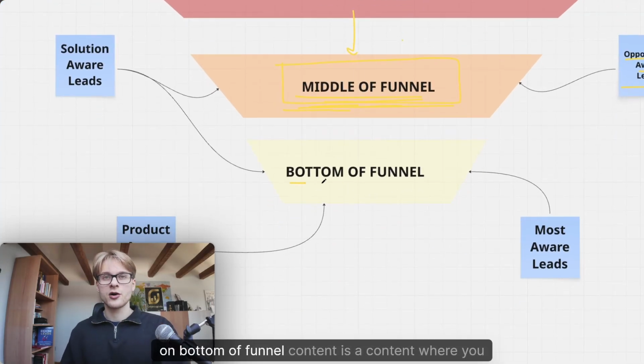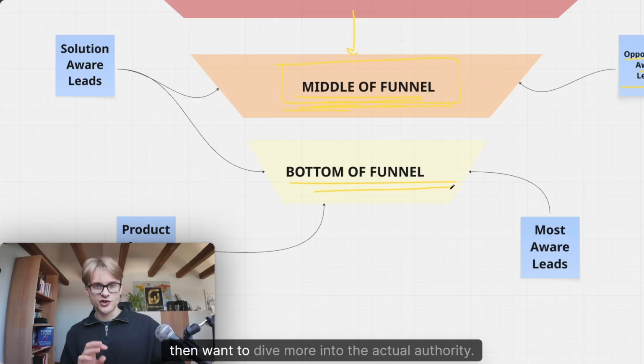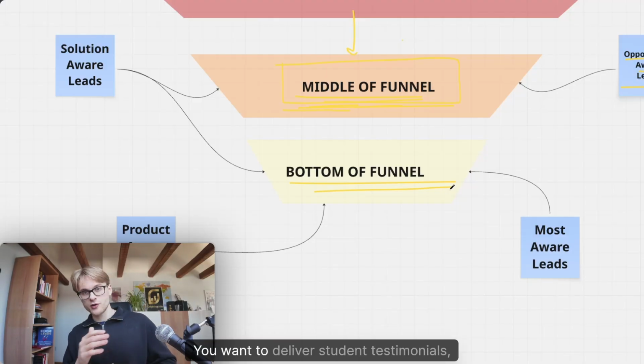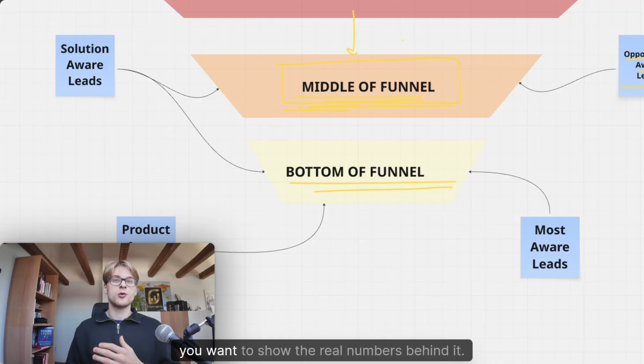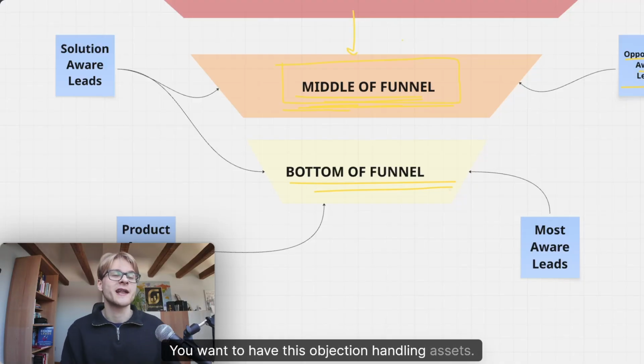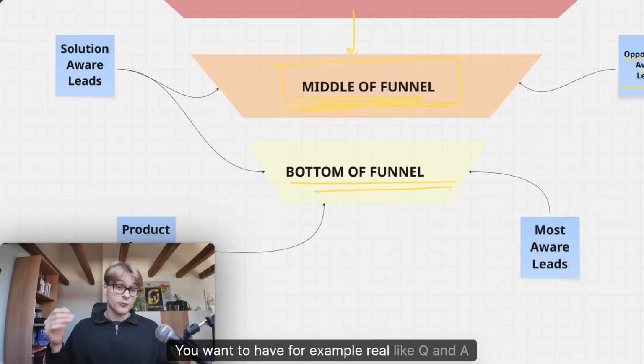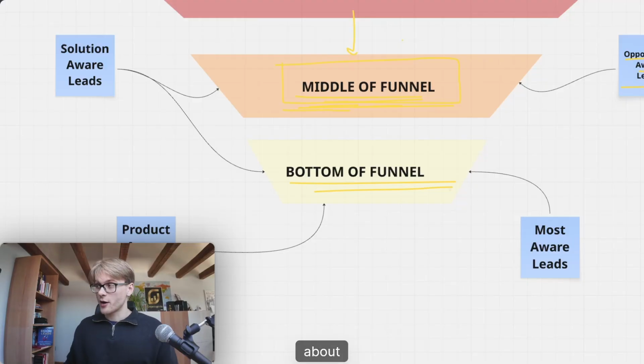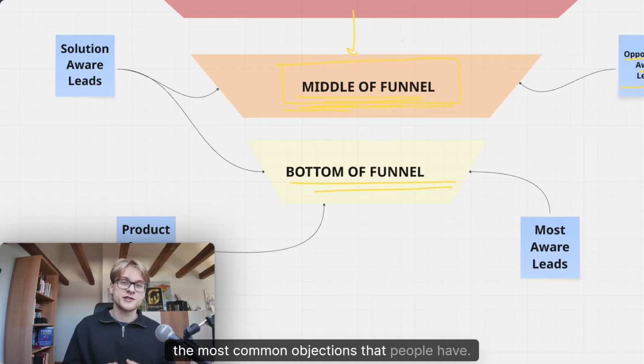Bottom of funnel content is content where you then want to dive more into the actual authority and student proof. You want to deliver student testimonials. You want to show the real numbers behind it. You want to have these objection handling assets. You want to have, for example, reels or Q&A sections in your Instagram profile where you talk about the most common objections that people have.